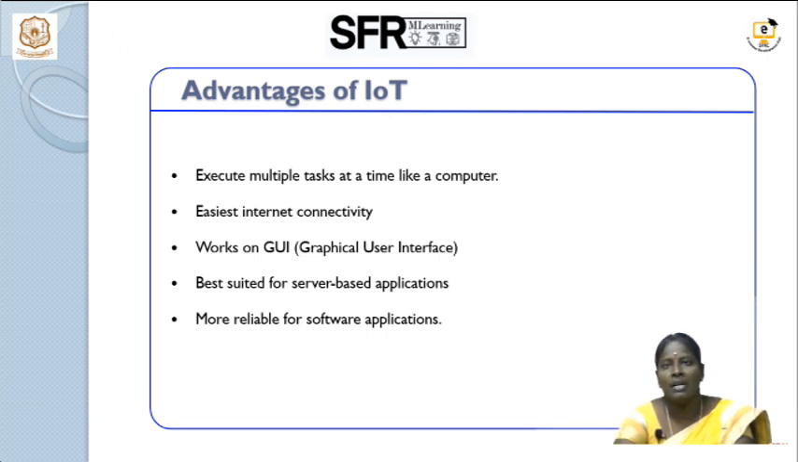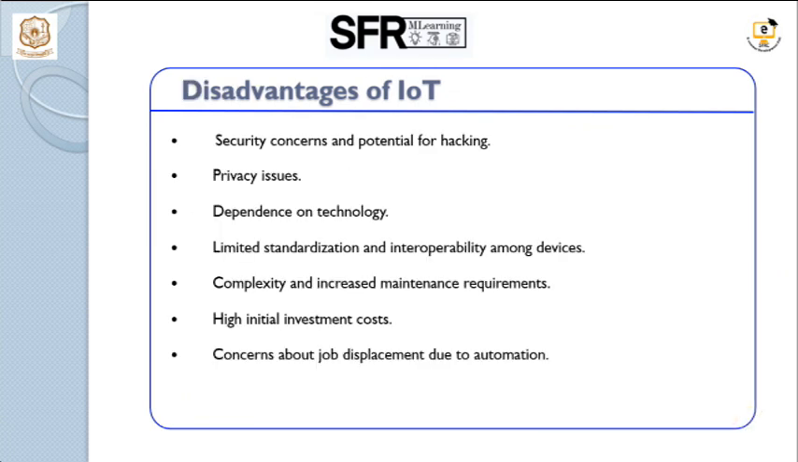Even though there are so many advantages in handling IoT, there are a few disadvantages like security concerns. Since the data is available on the internet, there may be privacy issues, and people have to depend on technology to access the IoT features. The next one is limited standardization because of the various devices available. It is also very complex and increases the maintenance requirements, so in some cases it is costly because of high maintenance cost. It also replaces job opportunities for humans.